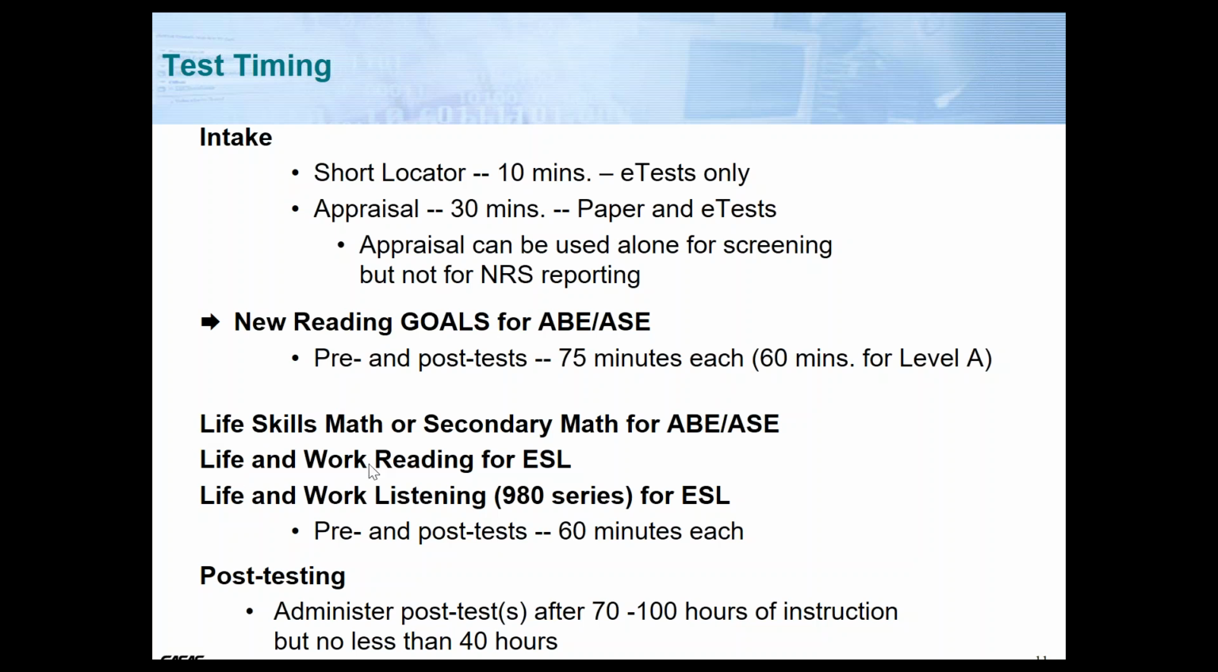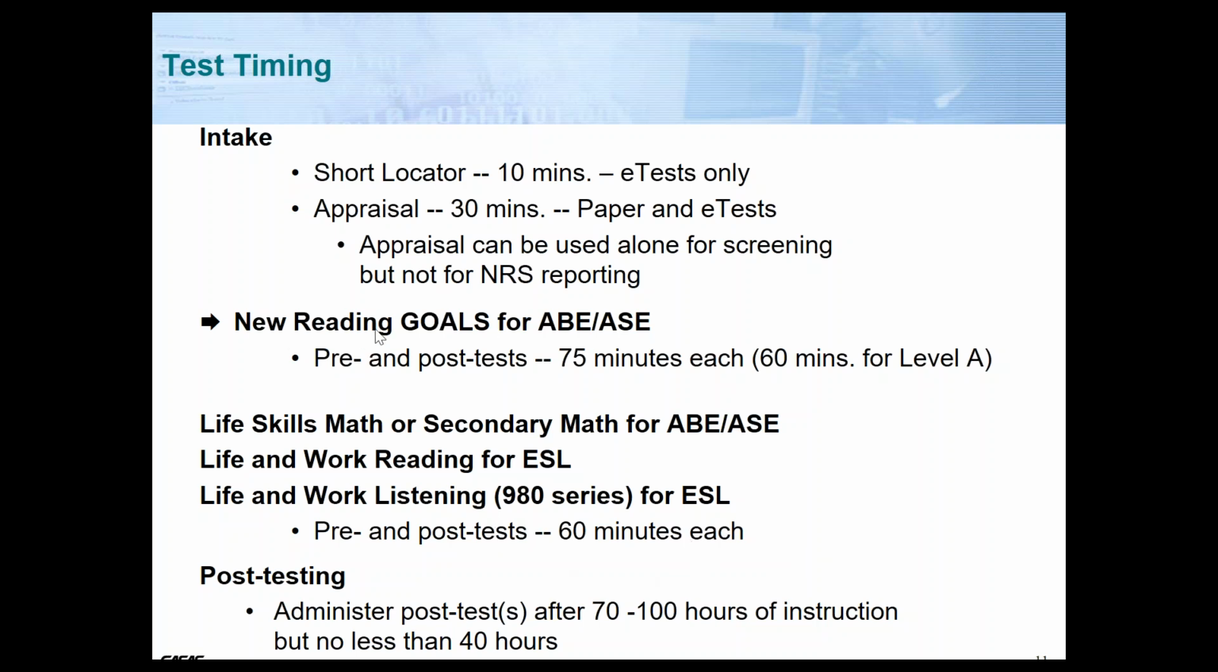Now, as far as our other approved test series, whether it's the Life Skills Math or the Secondary Math for ABE, ASE, or for the Life and Work Reading for ESL actually, or ABE, or the Life and Work Listening for ESL, those are currently 60 minutes, and they remain 60 minutes. They're, as I mentioned earlier, approved through June of 2019, and maybe can be a year. So 60 minutes for those.